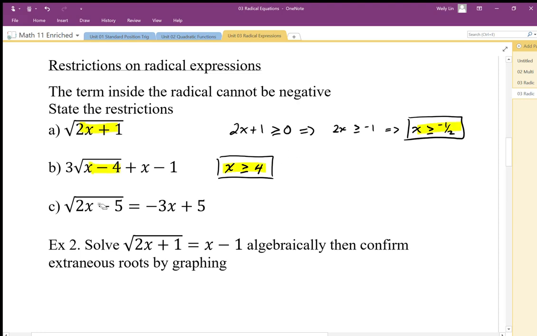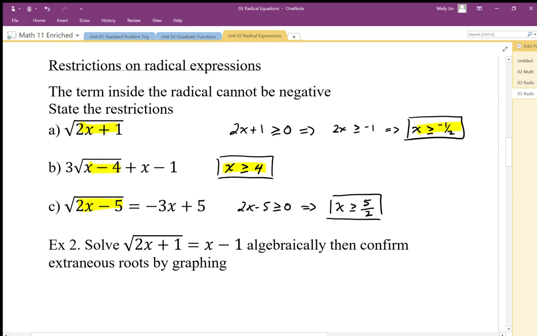Okay, so we have the same thing here. I have an inside restriction here. That inside must be greater than or equal to 0. So we can solve for that if you want. You can say that 2x minus 5 must be greater than or equal to 0. It can be 0 because we can square root 0. Solving for x, we're going to add 5 to both sides and divide both sides by 2 to solve for x. So there's my inside restriction.